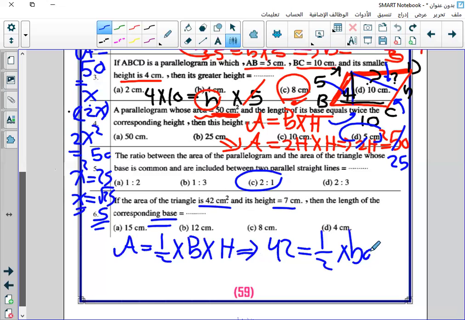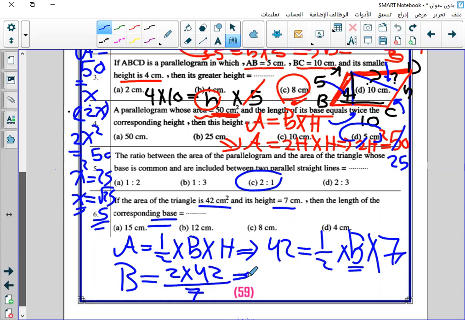Base equals what? Base times height, and the height equals 7. Now we need to get the value of the base. The value of the base equals 2 times 42 divided by 7. 2 times 42 equals 84, and 84 divided by 7 equals 12. That's right, well done. Letter B.